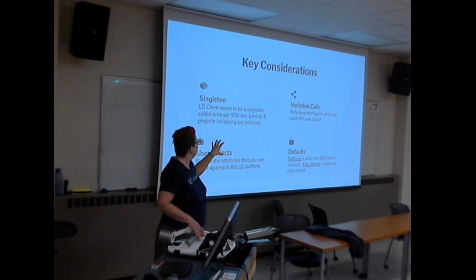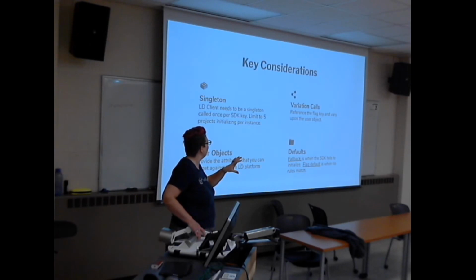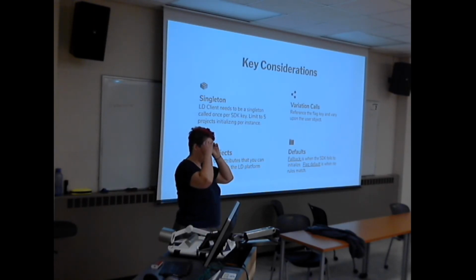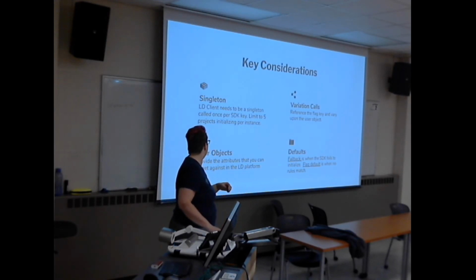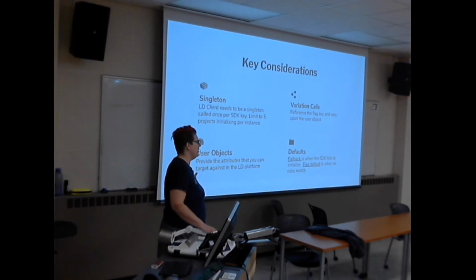Variation calls reference the flag key, so this is what the flag is called, and vary on the user object. So if we have a flag called blink on, and it references me, my context decides whether blink is on or off. User objects provide the attributes that you can target against, and fallback we already talked about.